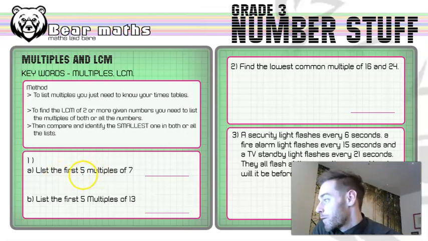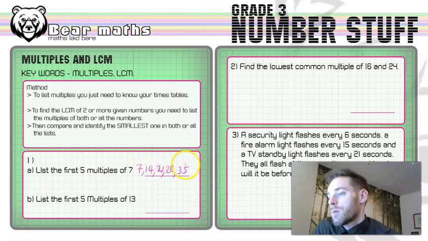So we've got the first 5 multiples of 7. That's just our 7 times table. And if you know your 7 times table, you know it goes 7, 14, 21, 28, and then 35, and that is 5 times 7, and we've done the first 5 multiples of 7.